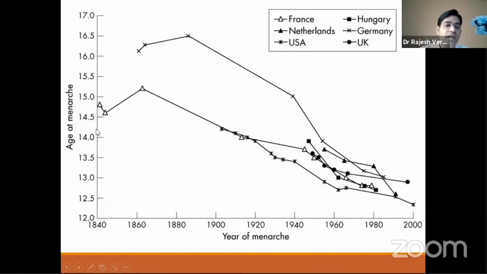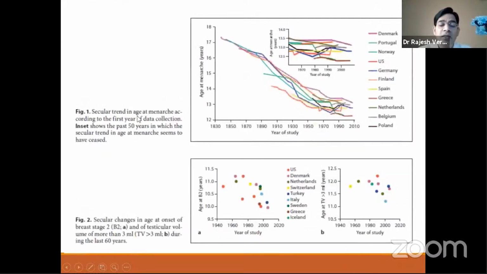So here is the graph showing the age at menarche. This graph clearly shows that the age at menarche in 1840 to 1860 was around 15 to 16 years. So 15 to 16 years was the mean age of menarche in the 1860s, whereas it has gradually come down by 1960 to 1980. So at present, we have girls with age at menarche around 12.5 to 13 years. This again is a similar graph showing the secular trend in age at menarche according to the first year of data collection. So you can see that age at menarche is approximately 17 years in the 1850s, whereas it has gradually come down to approximately 13 years in 1990 and 2010. Whereas in the last 50 years, the age at menarche is almost static.